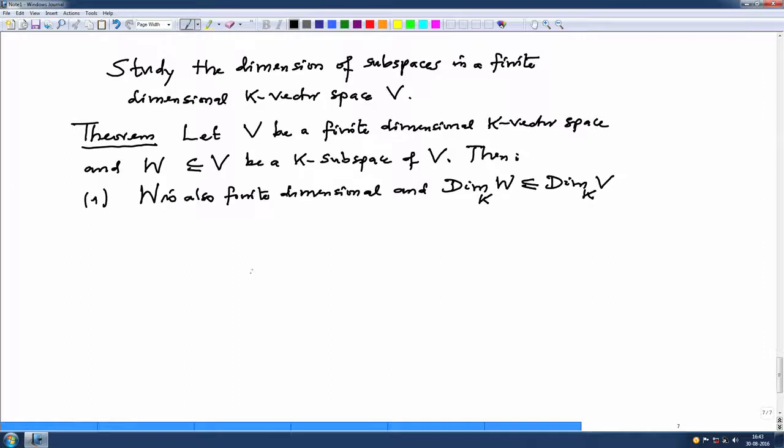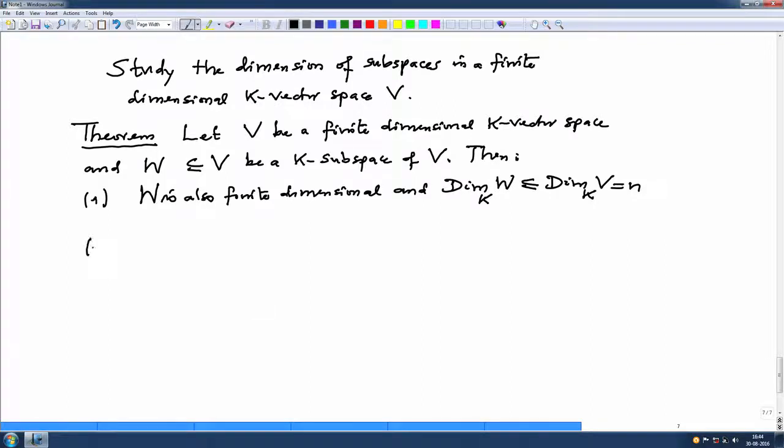This is clear because, you remember, in the earlier part we noted that if you want to check somebody is finite dimensional with dimension less than or equal to n, then we need to check that every n plus 1 vectors are linearly dependent. So, if you call the dimension of V as n, and you take n plus 1 vectors in W, then they are also vectors in V, and because the dimension of V itself is n, they will be linearly dependent. So, whether they are in V or W, linear dependency does not matter.